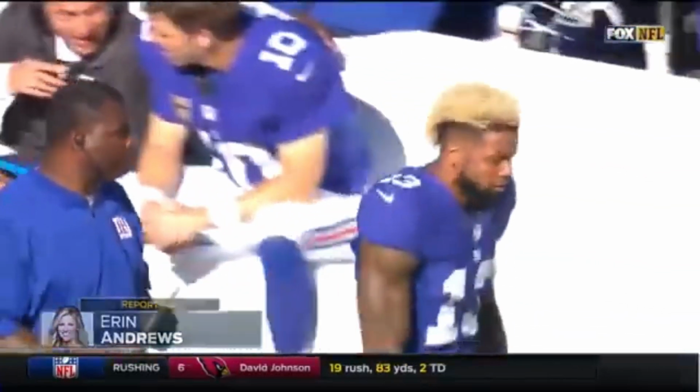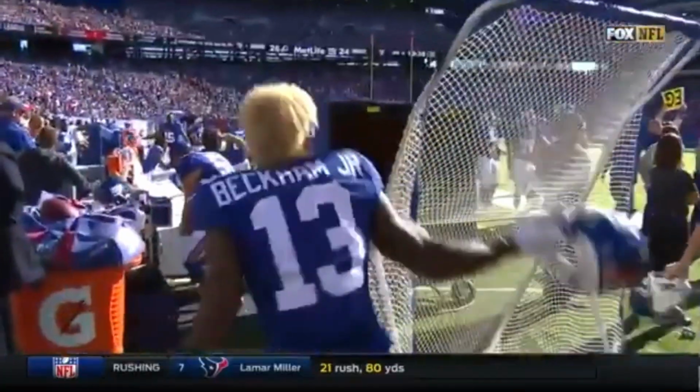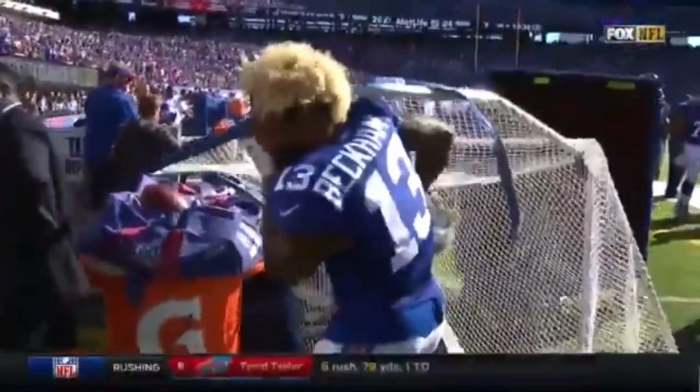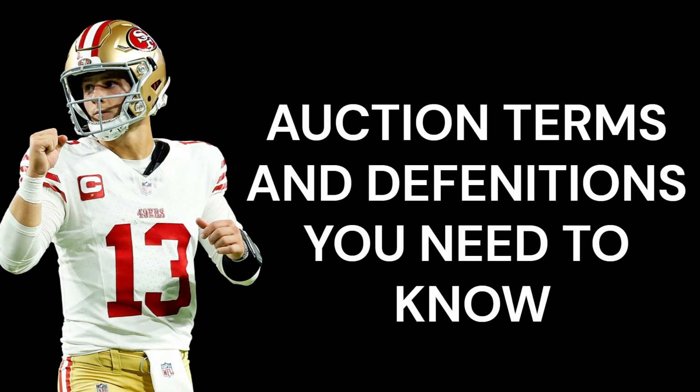Auction drafts can be confusing. The terminology can be tough to understand and can leave you feeling frustrated. However, that doesn't have to be the case. Here are 13 auction terms and definitions that you need to know.